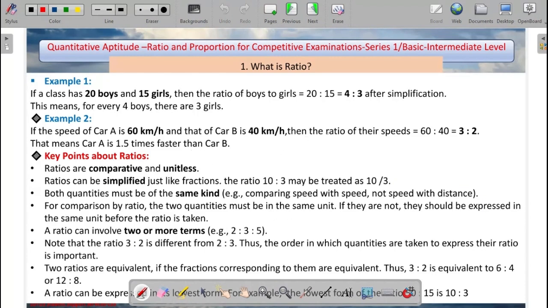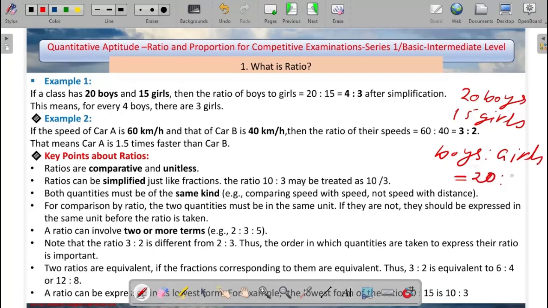First example. Say in a class there are 20 boys and 15 girls. So what is the ratio of boys and girls? It will be 20:15. And we can simplify it, then we get 4:3.